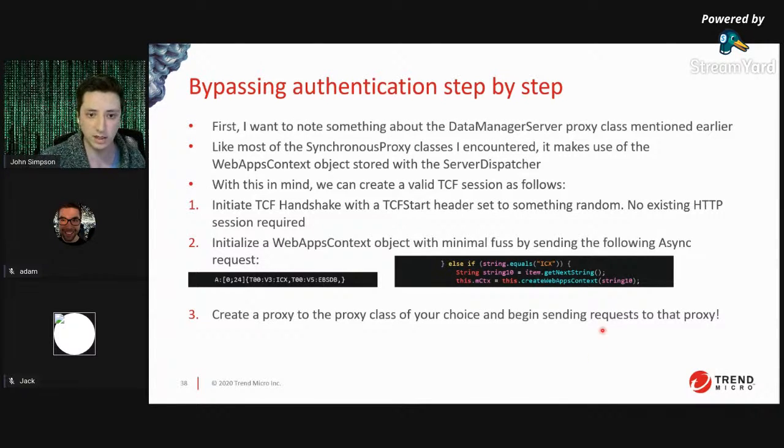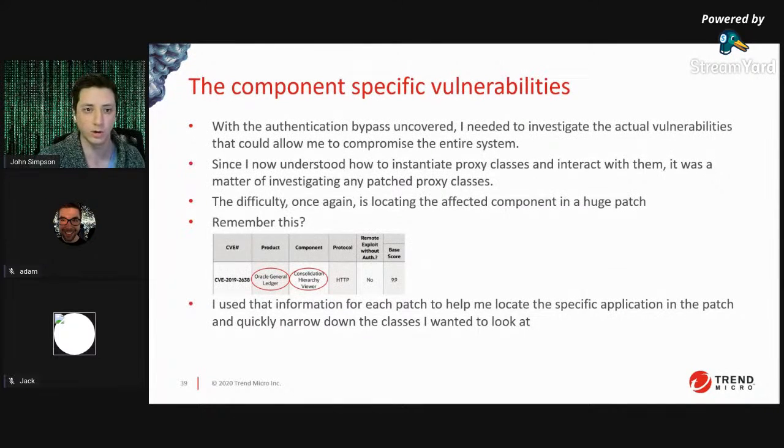Whereas previously, to get that, with the other method that we looked at in the normal traffic, you sent a ticket, and if that ticket verified, then it would create the web apps context. So basically at this point, we can create a proxy to the proxy class of your choice and begin sending requests to the proxy. And at no point did we ever send any login information whatsoever, just basically the handshake and one request, and now we're in and we can send whatever we want.